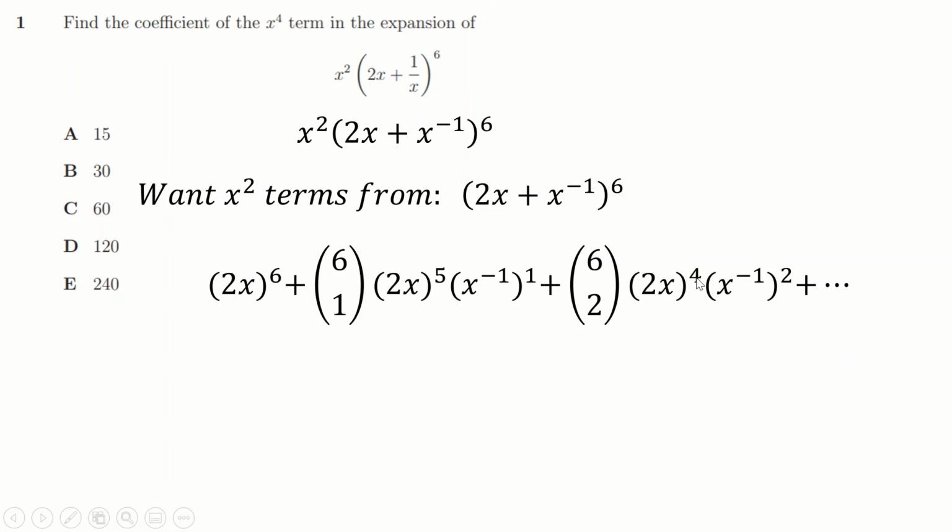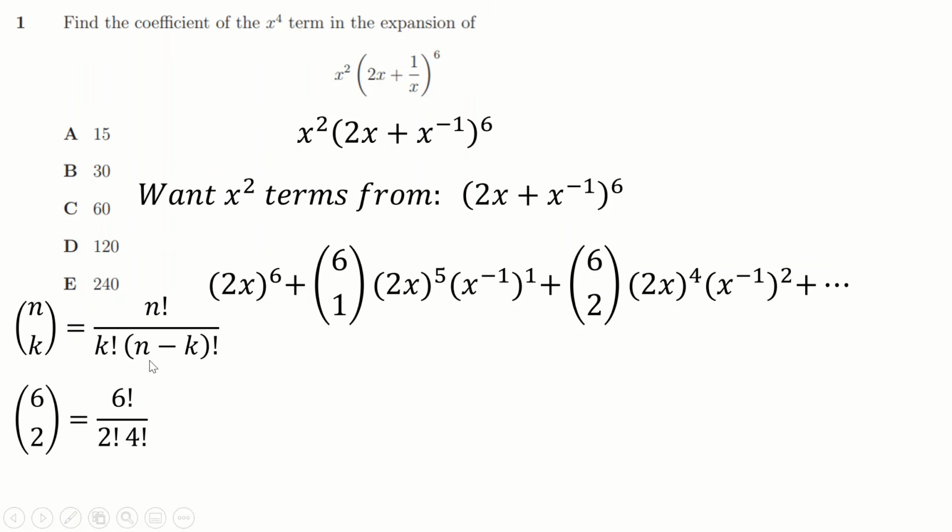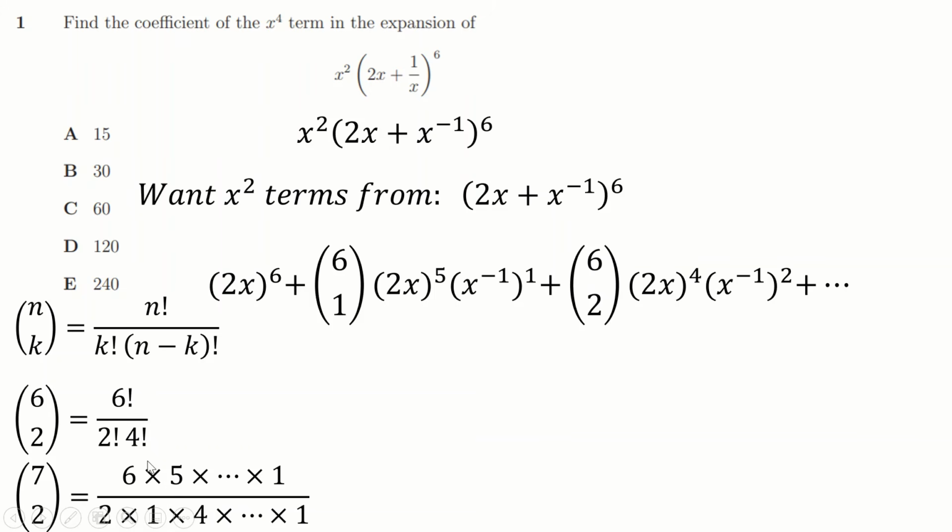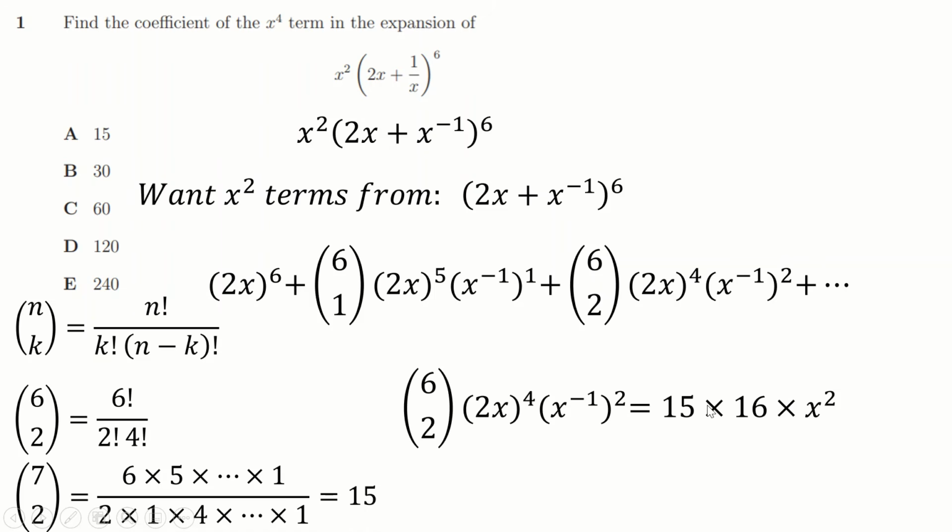2 to the 4 is 16, that's nice and easy. 6 choose 2, well, n choose k is n factorial over k factorial, n minus k factorial. So 6 choose 2 is 6 factorial over 2 factorial, 6 minus 2, or 4 factorial. 6 factorial is 6 times 5 times 4, and so on. 4 factorial is going to be underneath, and it's going to cancel with everything that's left up here. So that chain cancels with that chain. You get 6 times 5 divided by 2, which is 30 divided by 2, which is 15, and then it's just going to be 15 times 16, as said before, to get me my coefficient of 240.